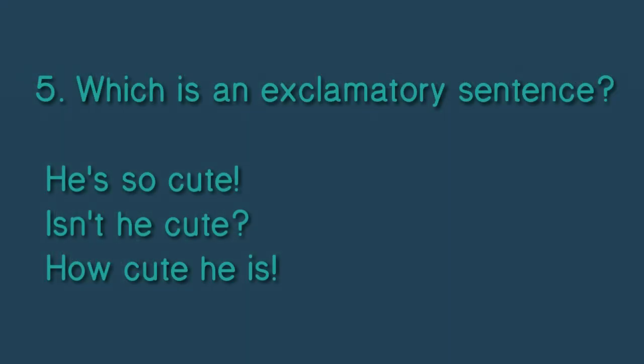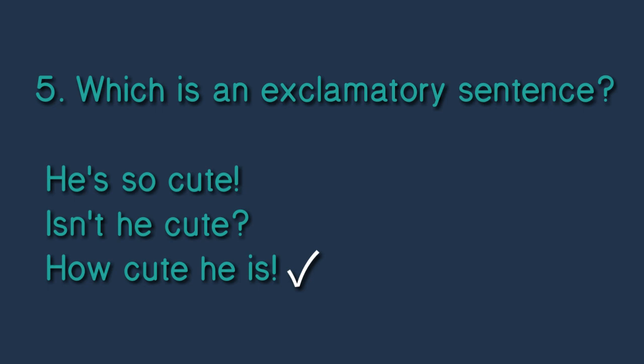Now, we are moving to the last question. Which is an exclamatory sentence? 3 sentences are given. We should choose the exclamatory sentence from these. For 2 options, exclamation marks are given, and for 1 option, there is only a question mark. So it's sure that the sentence won't end with a question mark, and option B is not the answer. We should choose from A and C. Anyway, we can read the given options. He is so cute. Isn't he cute? How cute he is. What's the answer?